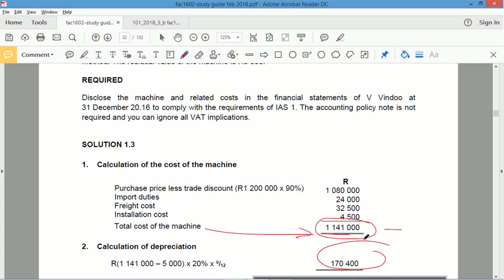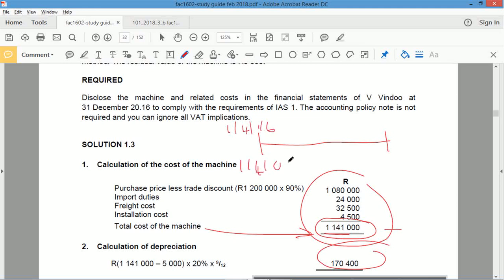Okay, because you started and you ended. So I bought the asset. I need to know what was in the actual purchase price. That's why I drew the diagram. Okay, so let me write a nice, neat one here. 1141 was when I started. This comprises the purchase price with the import, with the freight, with the installation. Makes sense? It does.